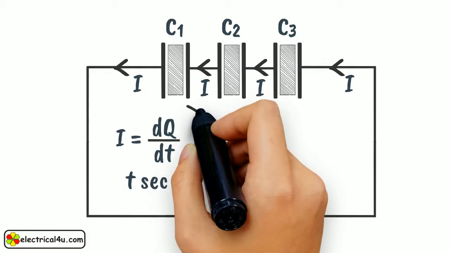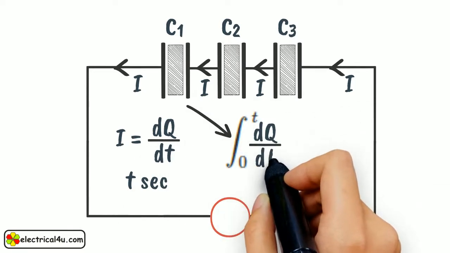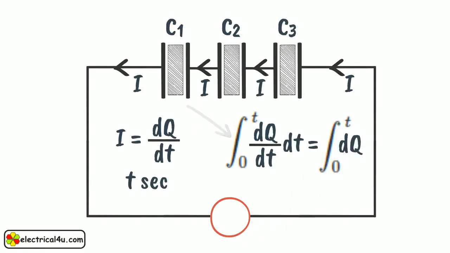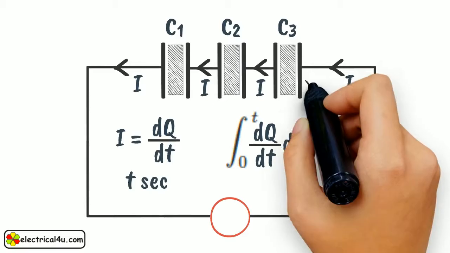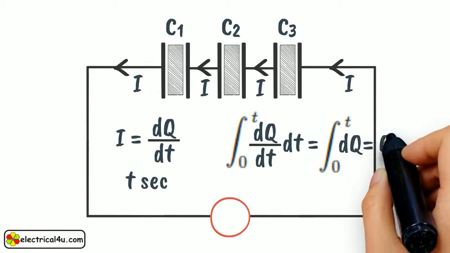Hence, the total charge accumulated in the capacitor of capacitance C1 is the integral of dq/dt from 0 to t. Similarly, the total charge accumulated in the capacitor of capacitance C2 is the integral of dq/dt from 0 to t, and the total charge accumulated in the capacitor of capacitance C3 is the integral of dq/dt from 0 to t. So we have seen that the charge accumulated in each capacitor connected in series is the same, and let us say it is q coulomb.